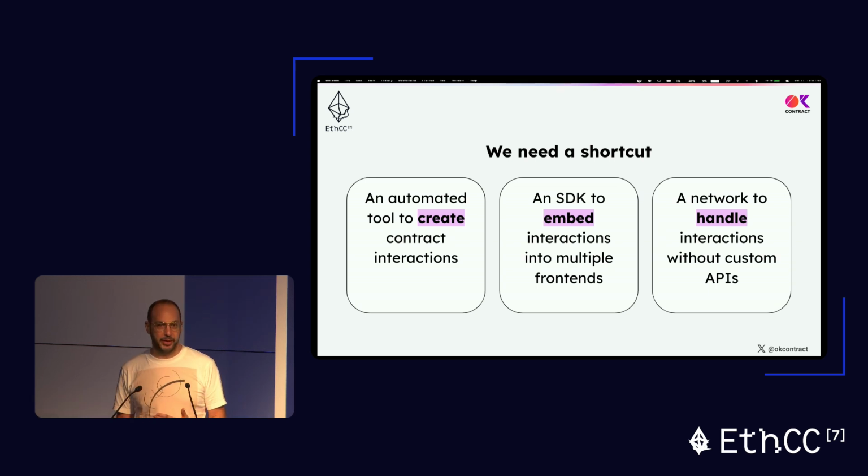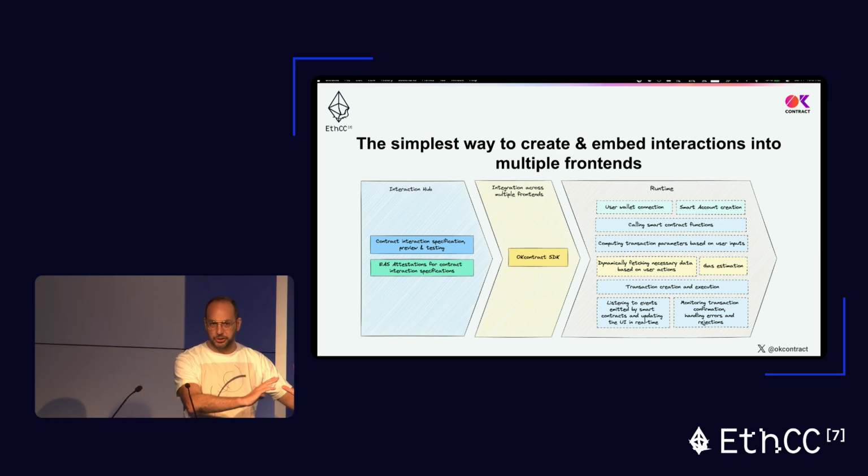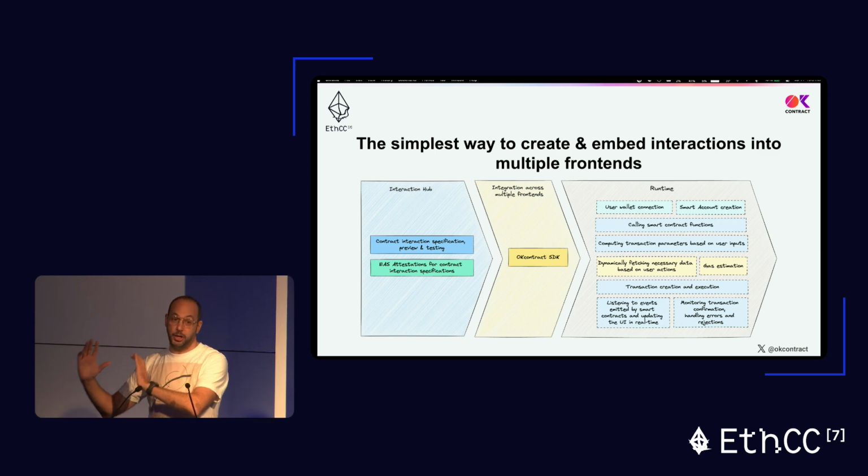And as well as one thing that I won't dig into today, which is a decentralized network to handle this interaction without centralization parts. So this is the simplest way. We start by defining what an interaction on-chain is. We have one single SDK to integrate it, and then it runs everywhere, because the runtime as well matters.